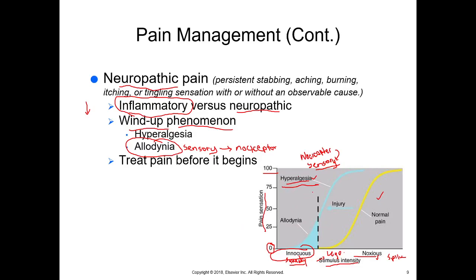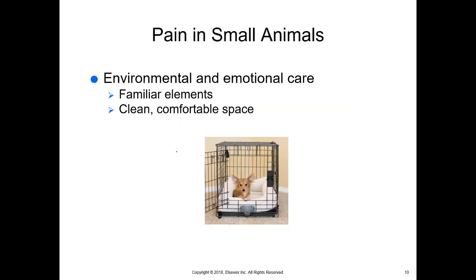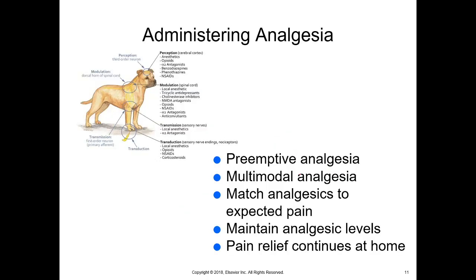We want to try to treat the pain before we get to the point where a squeaky toy is going to cause pain. Okay? Before we get this wind-up phenomenon, we want to keep this pet out of pain, so that we don't have these nociceptors recruiting sensory nerves. Part of what we do to do that is to provide environmental and emotional care, put them in a comfortable environment, make them feel safe, give them some familiar elements, make it nice and clean, very comfortable.